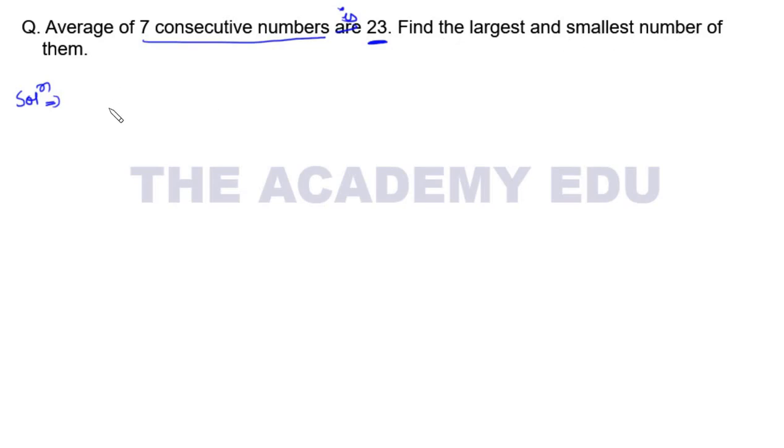Right? So we have 7 consecutive numbers. I don't know what the 7 consecutive numbers are, so I will create them first. This is the place of the first, second, third, fourth, fifth, sixth, seventh consecutive numbers. So what is the average? If the numbers are consecutive, the average always comes in the middle. 3 numbers are here, 3 numbers are here, so the average is here.